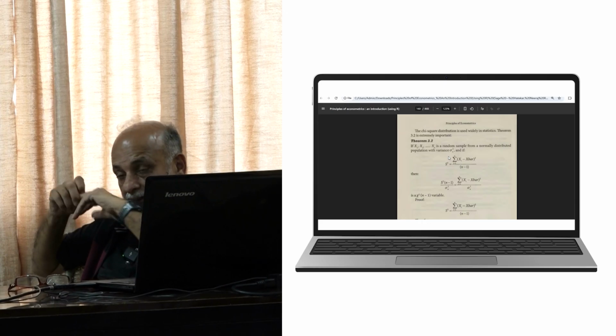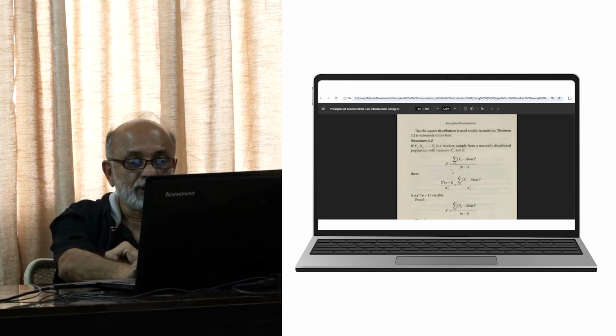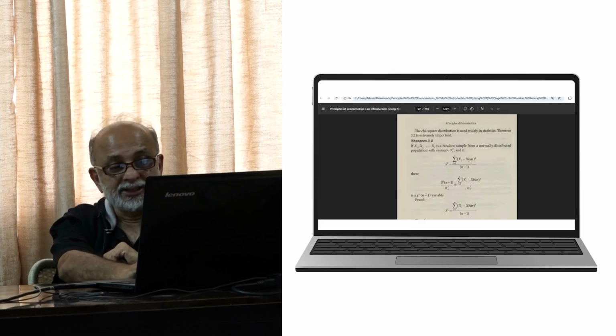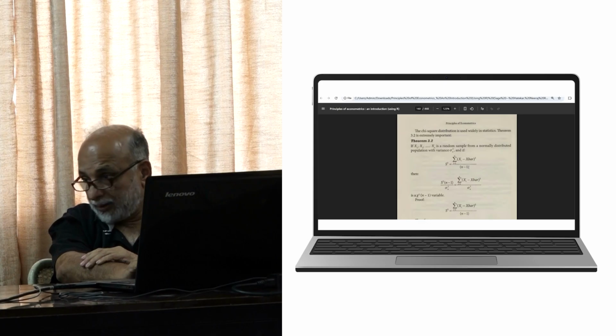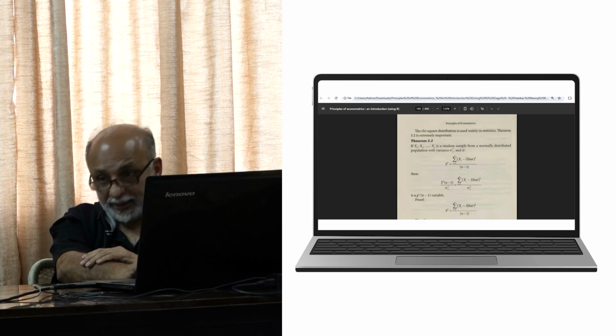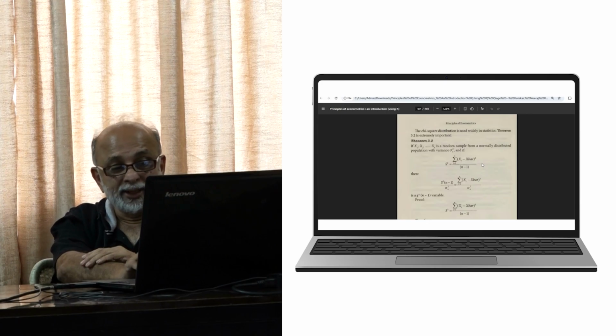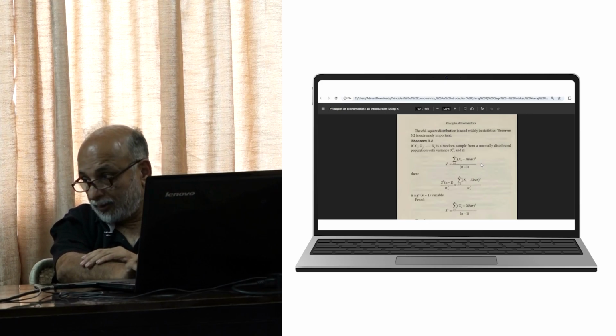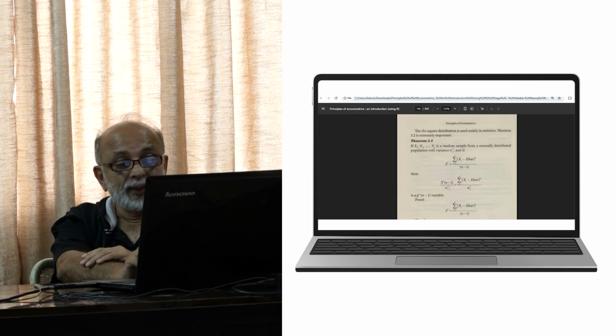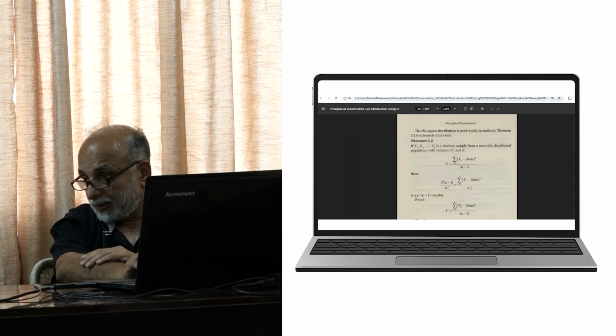So why is that the case? Because S square, the sample variance, is nothing but summation xi minus x bar square upon n minus 1. So if you multiply S square by n minus 1, this n minus 1 and n minus 1 will go. So S square into n minus 1 by sigma square is nothing but summation xi minus x bar square upon sigma square. Correct?